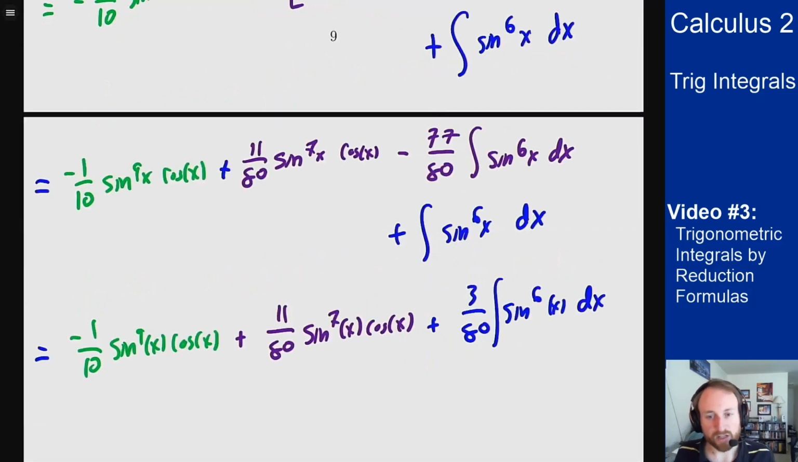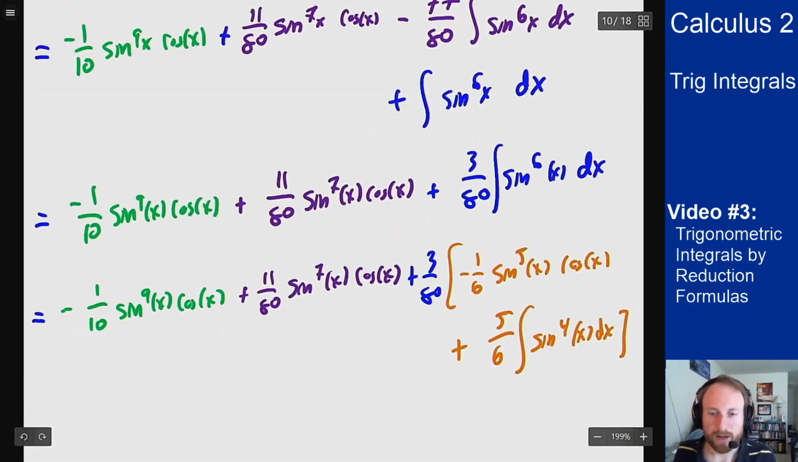Now I want to apply the reduction formula on the sine to the 6th term, and you'll see where this problem's going, right? I'm going to apply it on 6, get a formula there. Apply it on 4, get a formula there. Apply it on 2. Well, on 2, then I'm done. I know what the answer is at that point. I can just use the sine squared integral to get my answer. So let's apply it here with n equals 6. And now there's no combining. We can just distribute terms like before.